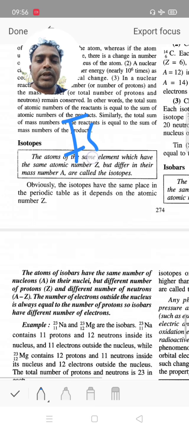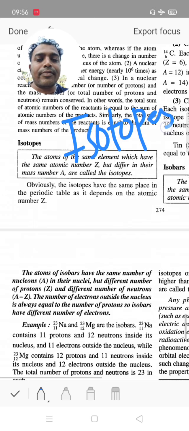Isotopes. Isotopes means, students, elements having the same atomic number but different mass number. Same atomic number means the same element is present. So the same element has the same chemical and physical properties, but only the atomic mass number is different.